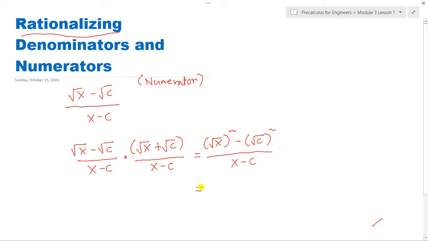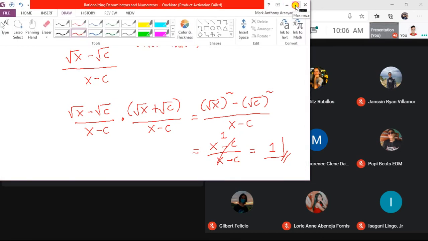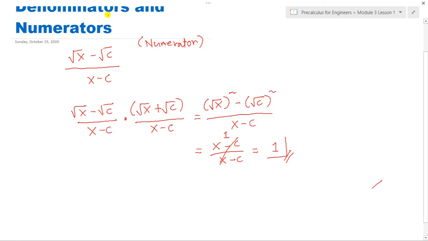Then, simplify. So, since same expression, same exponent niya, so makancel out na lang, magiging x minus c all over x minus c. Since the same yung numerator at denominator, magiging 1 na lang ito. So, therefore, the answer is 1 for this example. So, class, nag-gets ra class? Still following?